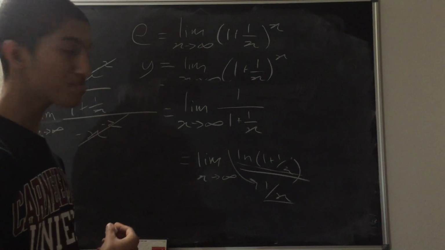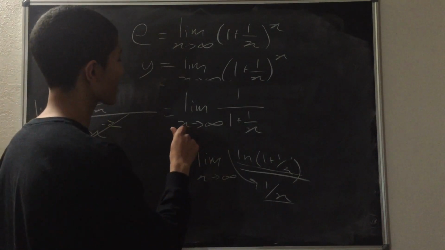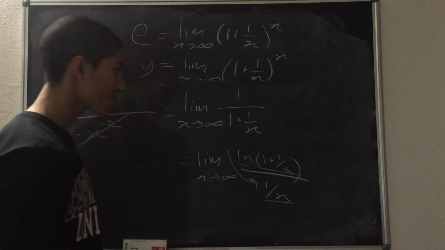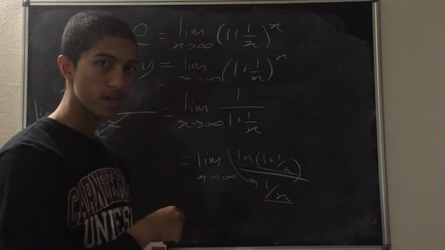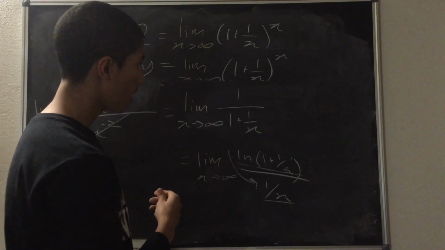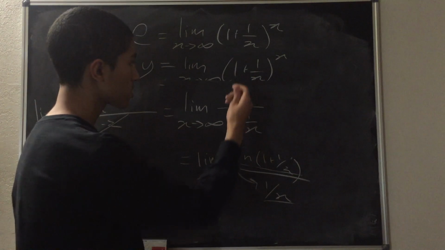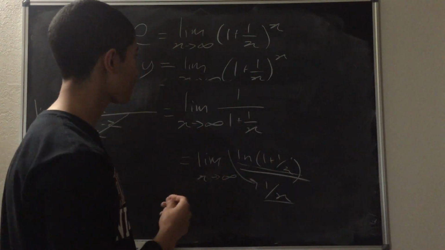And now we can do the simple thing. We can plug in x is equal to infinity over here. And what do we get? 1 divided by infinity, as we all know, is 0. And 1 plus 0 is 1. So 1 divided by 1 is equal to 1.